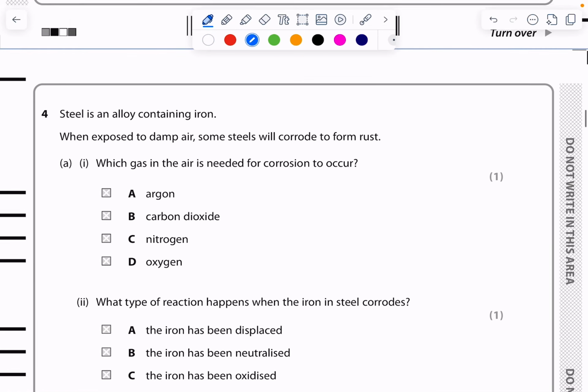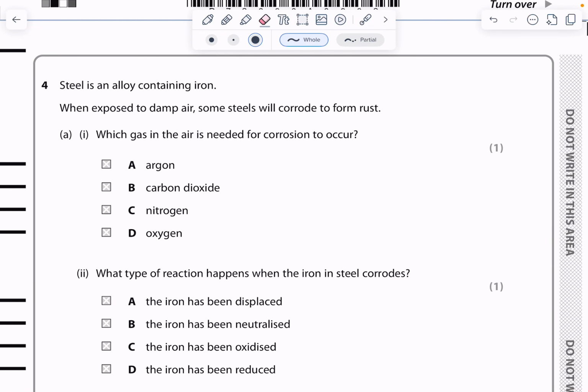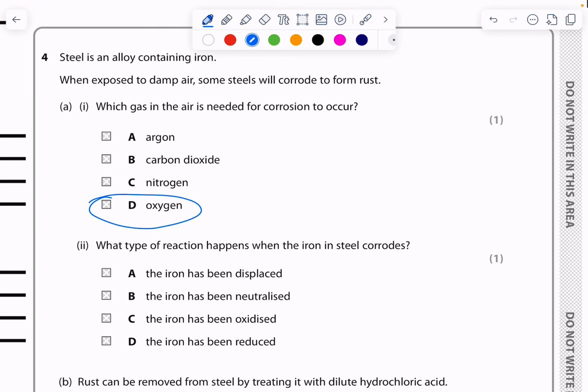So core knowledge, which gas is needed for corrosion to happen? That is going to be oxygen is the gas that needs that to happen. What type of reaction takes place when the iron in steel corrodes?